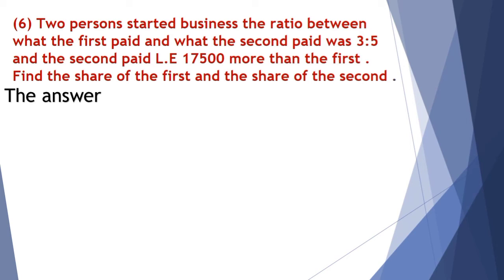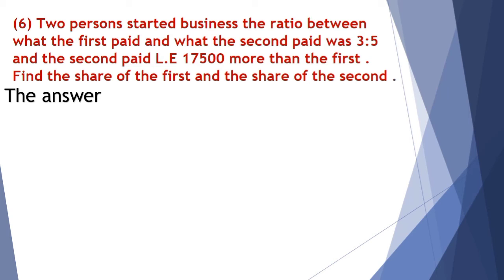Exercise number 6. 2 persons started a business. The ratio between what the first paid and what the second paid was 3 to 5. And the second paid LE 17,500 more than the first. So find the share of the first and the share of the second.